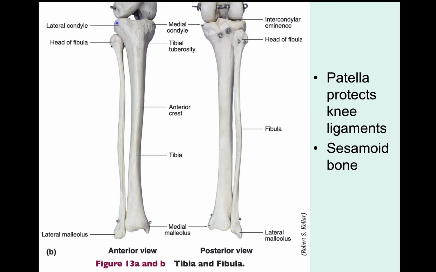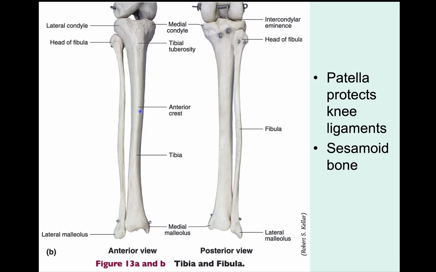Laterally, we see the lateral condyle, we see the medial condyle medially, and remember we said our tibia is medial, our fibula is lateral. Moving distally here, we can identify our tibial tuberosity, so a rough patch on the proximal portion of our tibia. This is where our quadriceps muscles will insert. And then we'll have this ridge of bone running down the anterior surface of our tibia called the anterior crest.